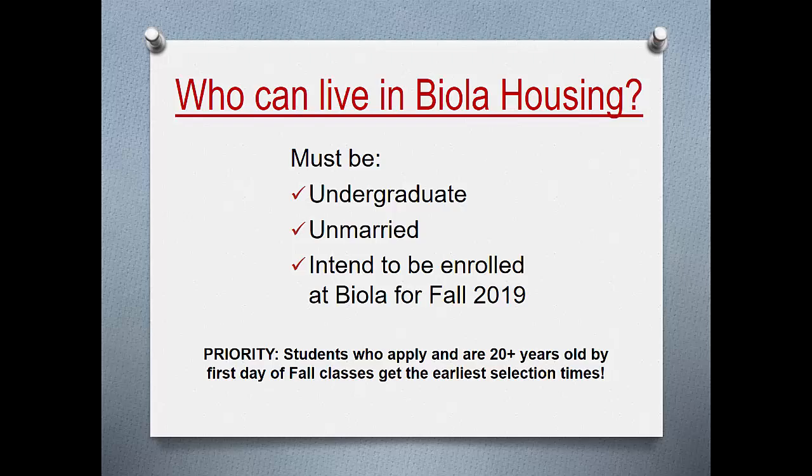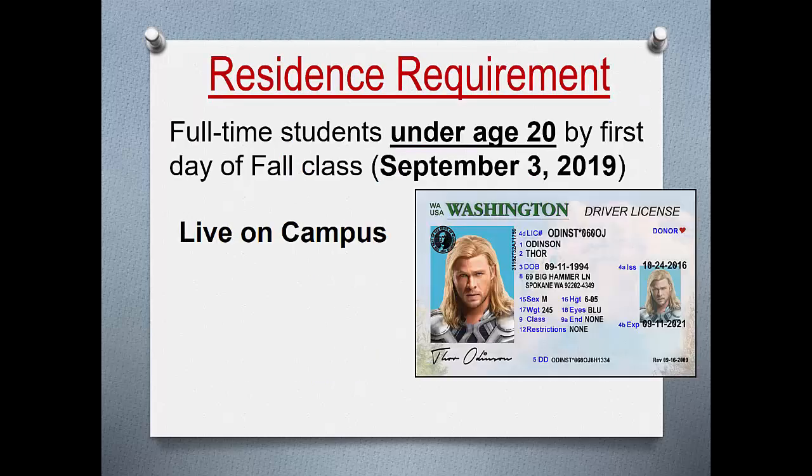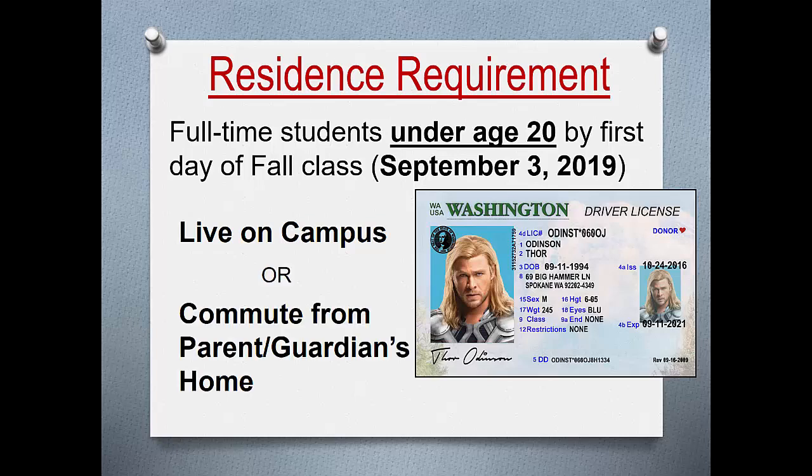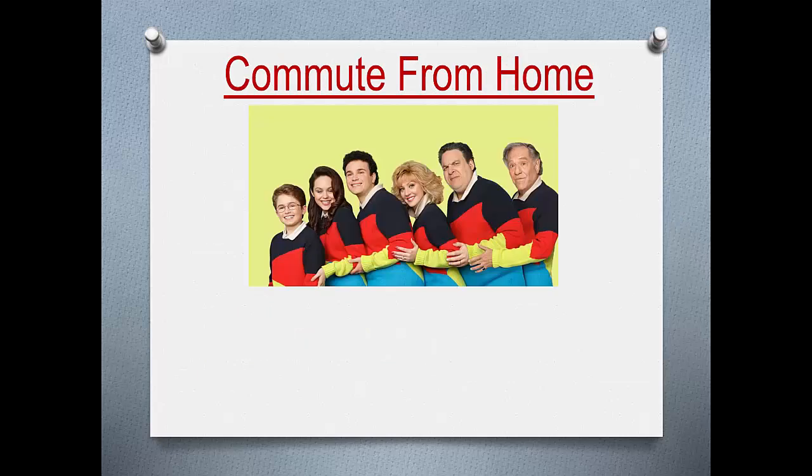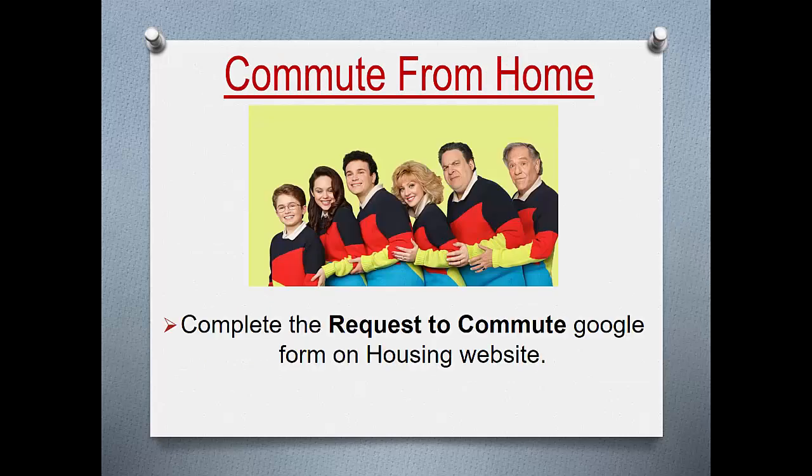If you will be a full-time student and will be younger than 20 years old by the first day of fall classes, you are required to live in a Biola residence hall or to live at home with a parent or guardian. If this is the case and you plan to commute from your parent or guardian's home, make sure you complete the requested commute form on the housing selection website so our office knows that this is your plan. Again, this is only if you will be 19 years or younger by the first day of classes and will be commuting from home next year.